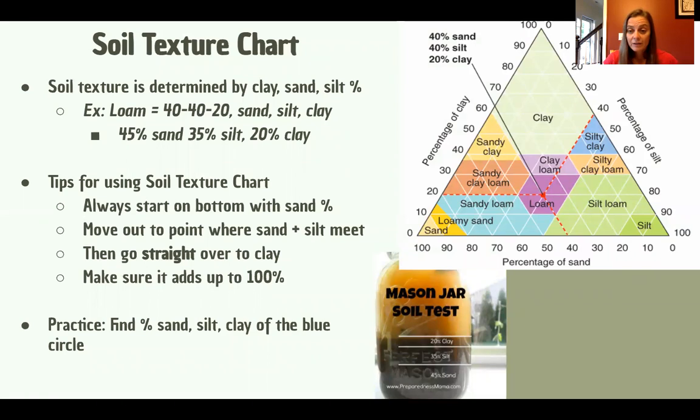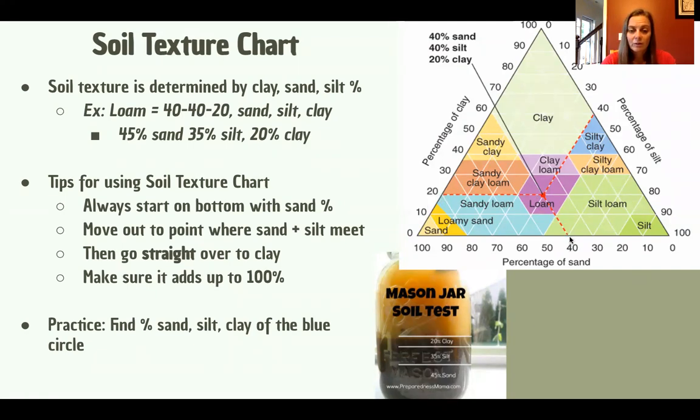So this is our soil triangle. As I said, our soil texture is determined by the percentages of clay, sand, and silt. If we look at loam here, we can see that it is 40% sand, 40% silt, and we're going to go straight over here and find that it is 20% clay. And we can check because that should always add up to 100%.